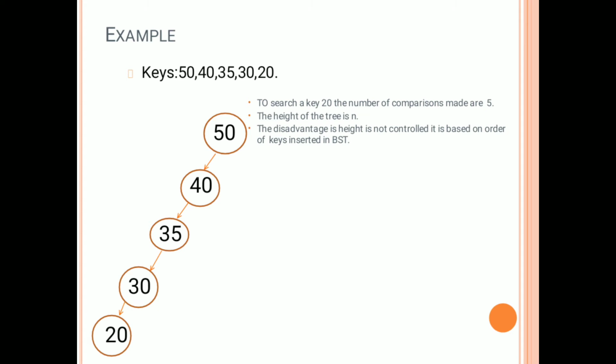35 is less than 40. That's why 35 is inserted on the left side of 40. In the same way, 30 and 20 are also inserted.